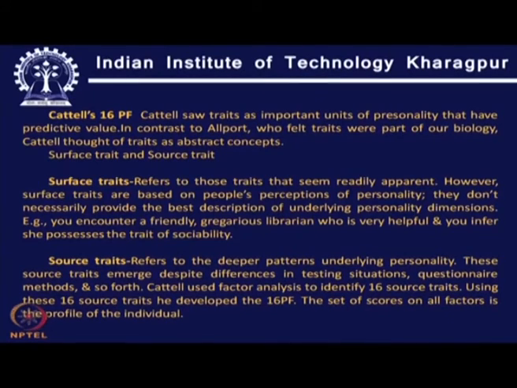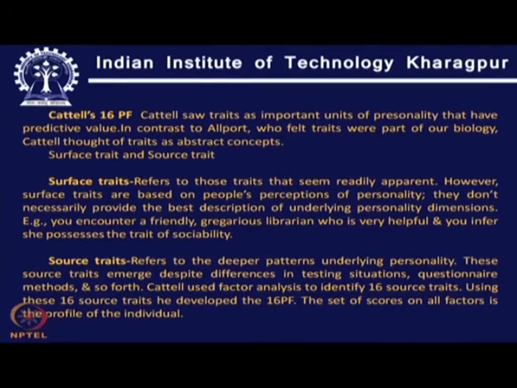Cattell's 16 PF personality factors treat traits as important units of personality that have predictive value. The contrast with Allport is that he felt traits are abstract concepts, and he defined traits into two categories: one is called the surface trait and the other is the source trait.